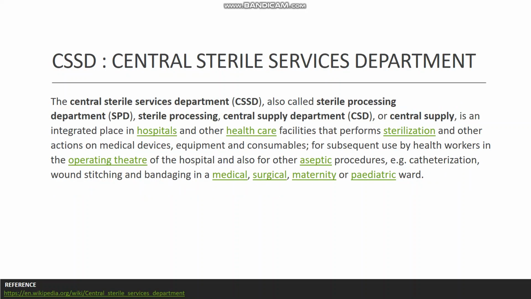CSSD, meaning Central Sterile Services Department, is an integrated place in hospitals and other healthcare facilities that performs sterilization and other actions on medical devices, equipment and consumables for subsequent use by health workers in the operating theater of the hospital and also for other aseptic procedures.